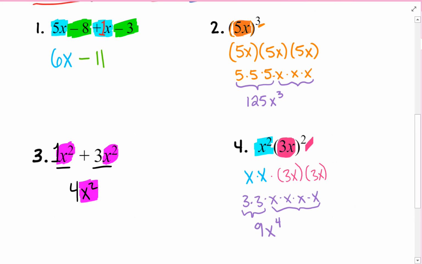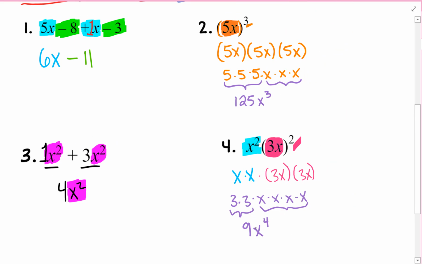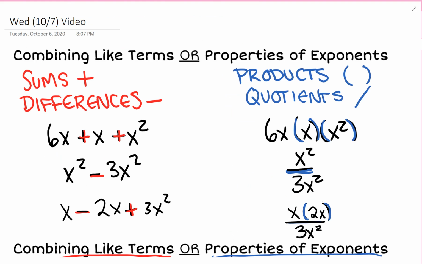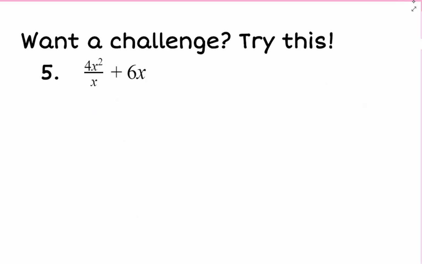This is how we use properties of exponents and how we combine like terms. Remember that combining like terms involves sums and differences, whereas properties of exponents involves products and quotients. Want a challenge? Try this one. Check in with your teacher to see if your answer for number 5 is correct.